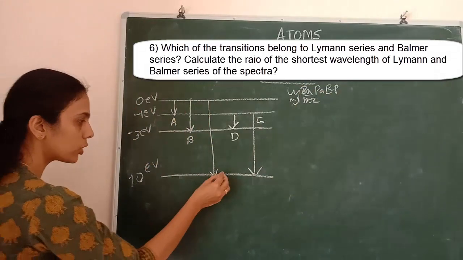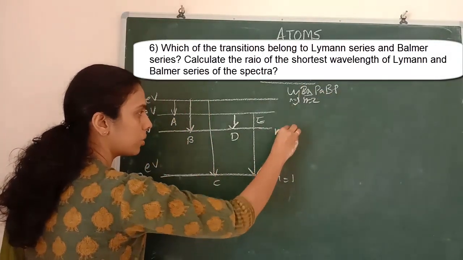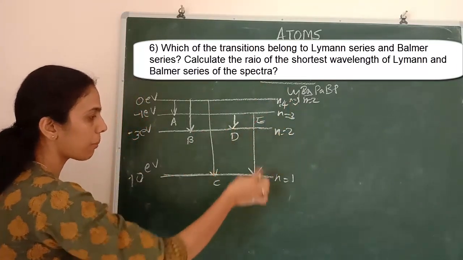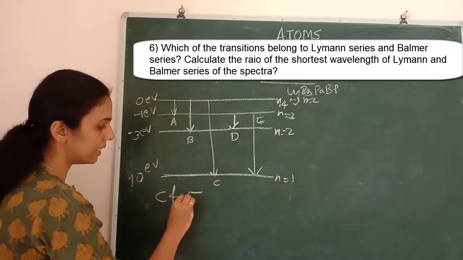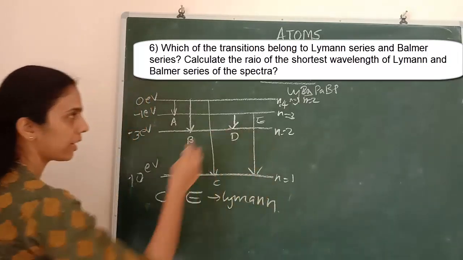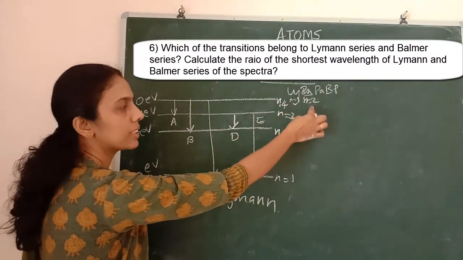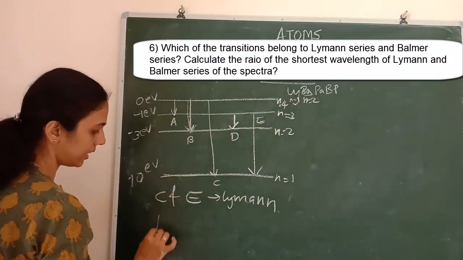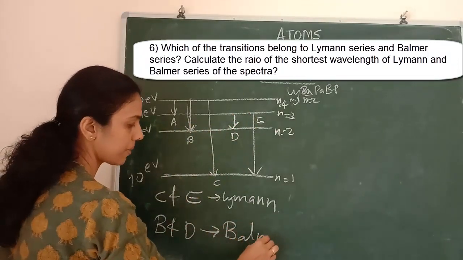Okay, so which are coming to the first level? This is n is equal to 1, n is equal to 2, 3, 4. So which of them are coming to n is equal to 1? Yes, C and E belong to the Lyman series. And which belong to the Balmer series? Balmer means those coming to n is equal to 2. So B and D correspond to the Balmer series.